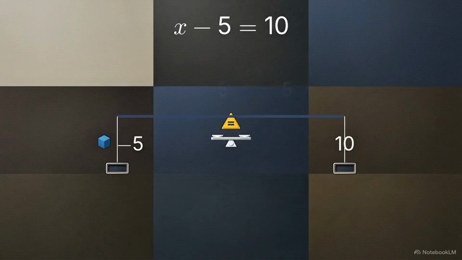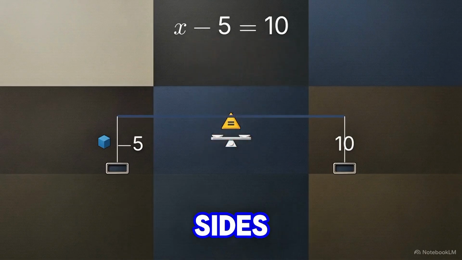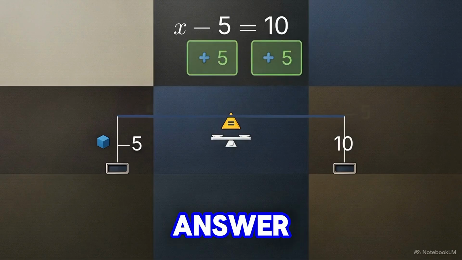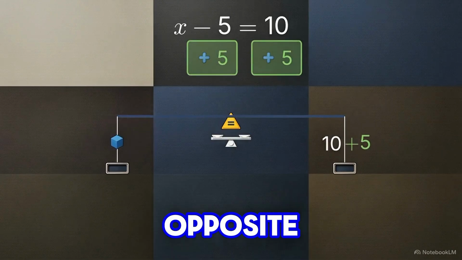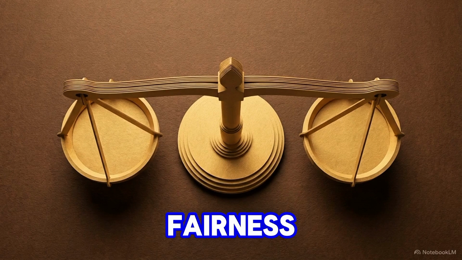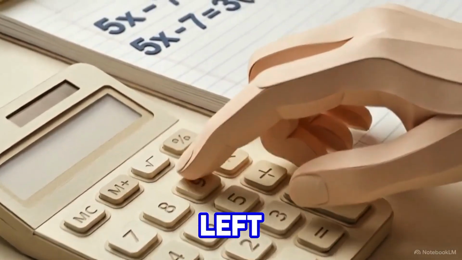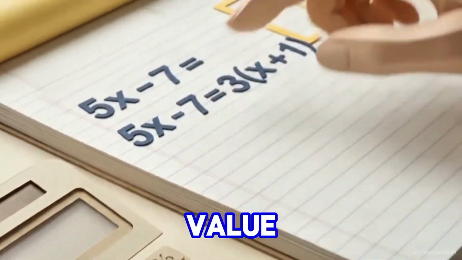The second trap is mixing up the inverse operations. If your equation is x minus 5 equals 10, and you mistakenly subtract 5 from both sides, you move further away from your answer. You must perform the opposite action, which is addition. Success in algebra relies on strict fairness to both sides. By correctly reversing the mathematical actions on the left and the right, you will always find the value you need.